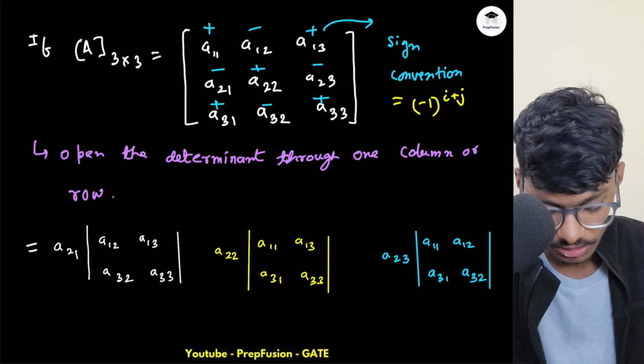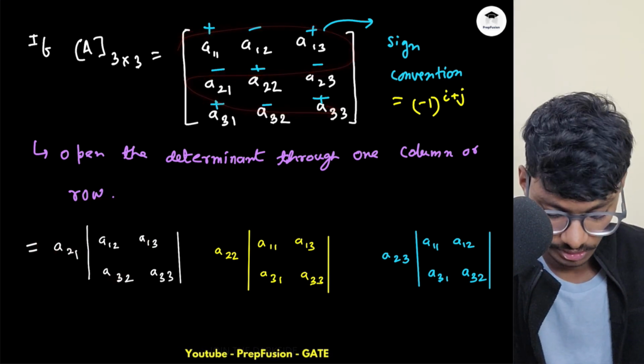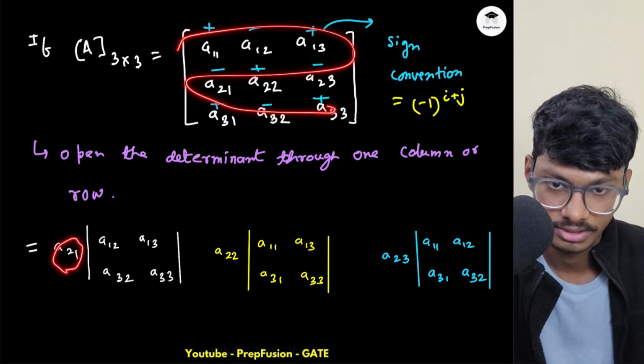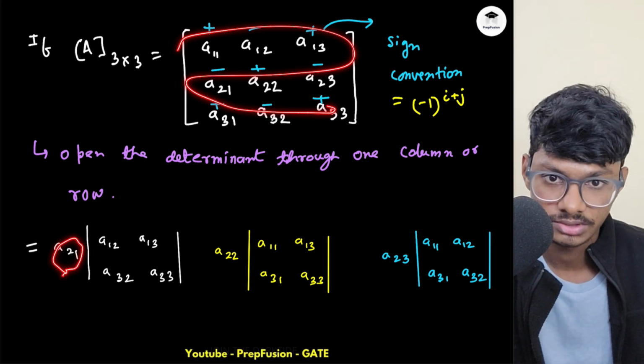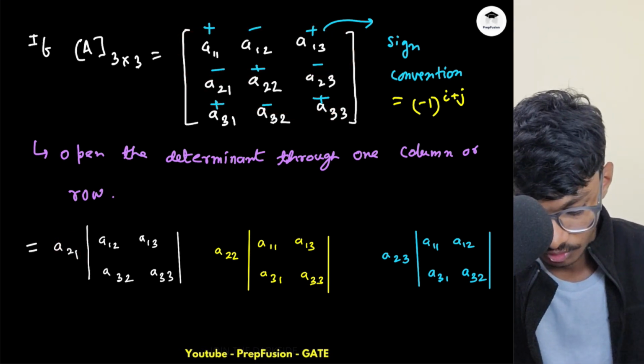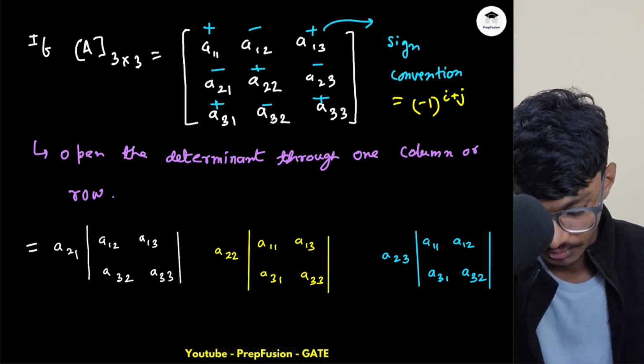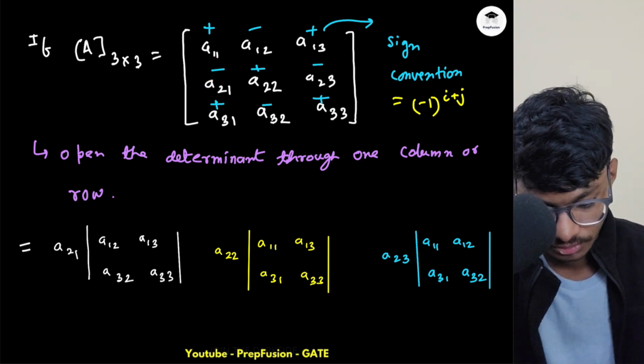Okay, so here what will happen? Either you do this convention or you can do it from here also. It is i comma j, so 2 comma 1, so 2 plus 1 is 3, -1 to the power 3 is -1, so this will be minus. Or here also you can see we have a negative sign over here, so either way you can cross verify.